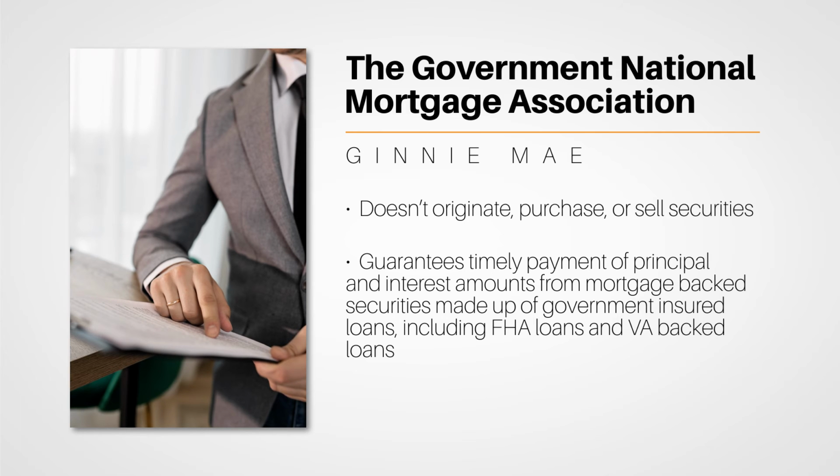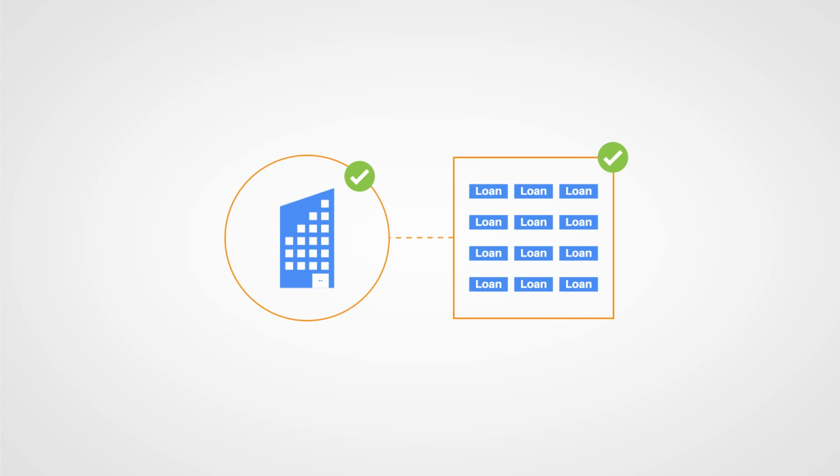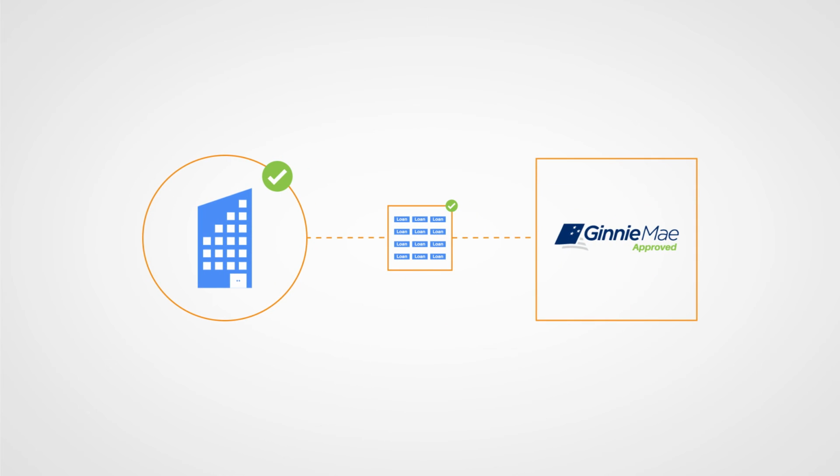loans and VA-backed loans. The way this works is that private organizations approved by Ginnie Mae originate and bundle government-backed loans into securities. The securities are then issued as mortgage-backed securities that carry a Ginnie Mae guarantee. A guarantee made by Ginnie Mae is backed by the federal government.